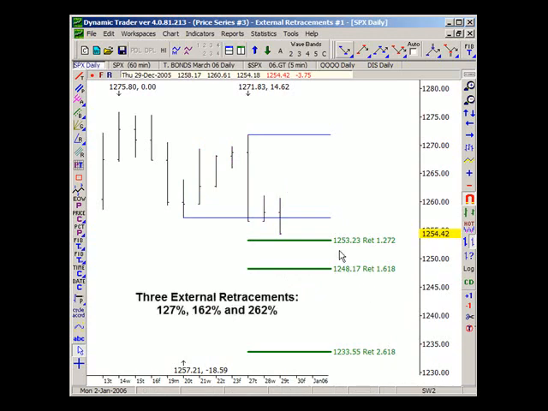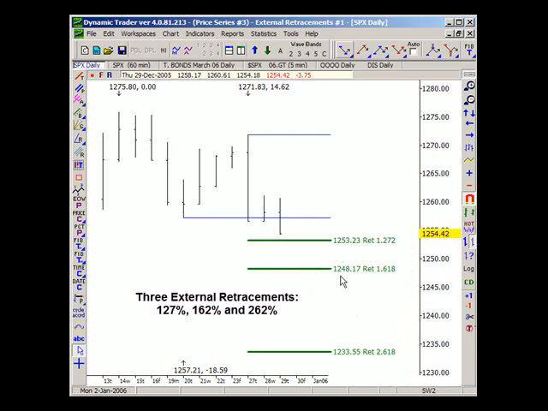And how Dynamic Trader displays it, it gives you the exact price, the type of price projection that you made, in this case it's a retracement, and the exact ratio that you made. So that's how we do the retracements, and those are the three primary ratios that we use. And as you'll see, we're going to be looking most of the time at the 127 and 162%. The 262 is for particular conditions. And we'll get into all of that throughout the tutorial.